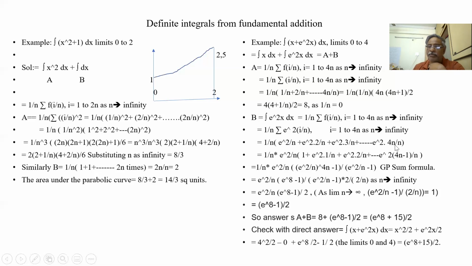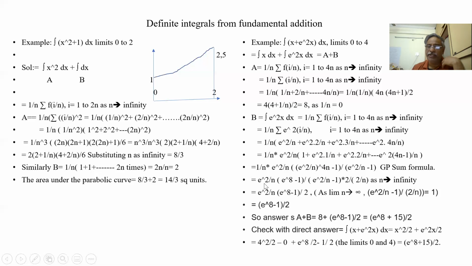So this is a geometric progression. What is the geometric progression formula? r to the power of 4n minus 1 by r minus 1. Geometric formula: r to the power of n minus 1 by r minus 1. Here r is what? r is e to the power of 2 by n. This is common. e to the power of 2 by n is common. So this is the geometric progression sum formula.